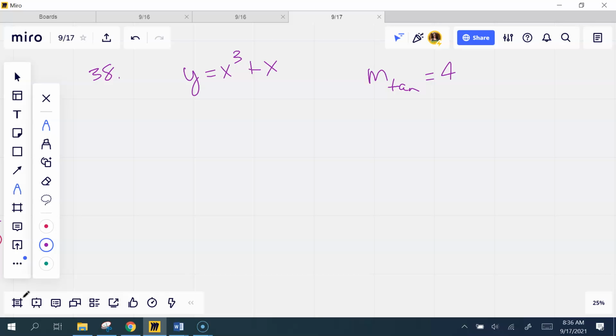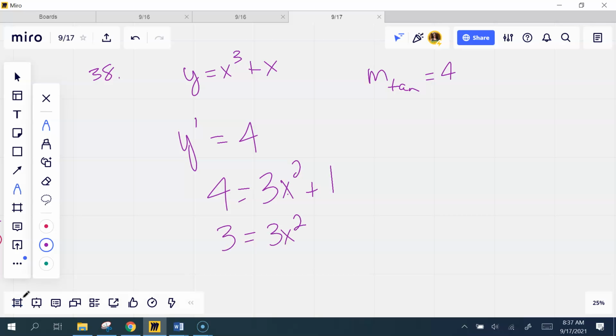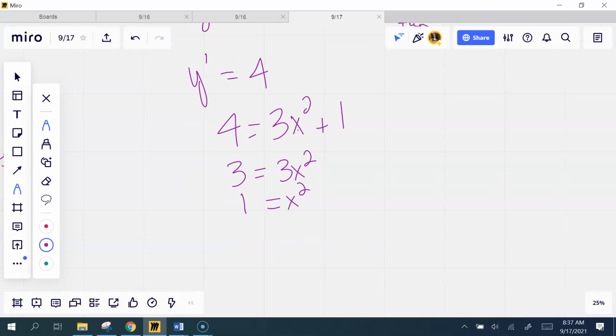Tell me what you're doing. You need to set the derivative equal to 4 to find out where that happens. So 4 equals 3x squared plus 1. Subtract 1. That is exactly right. And then what's the next question? So that's the points where the slope is 4. What is the smallest slope of the curve?